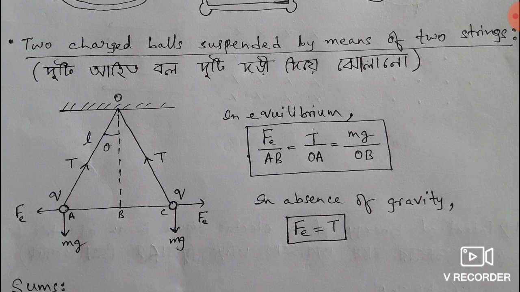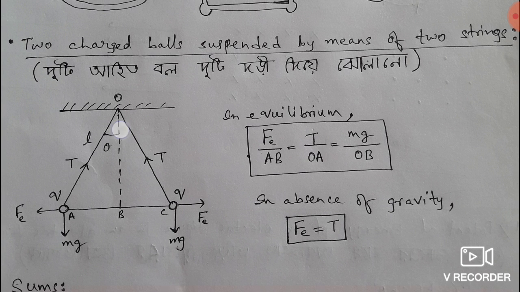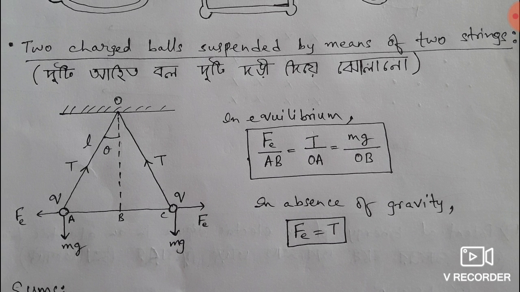So all these three forces are acting on a single body. Similarly, on this body also there are three forces, and let this angle be theta. So in equilibrium we will see that the condition will be like this: the force divided by the distance along the direction of the force, Fe by AB, mg by OB, and T by OA. This is the condition of equilibrium for these two charged balls suspended by means of two strings.